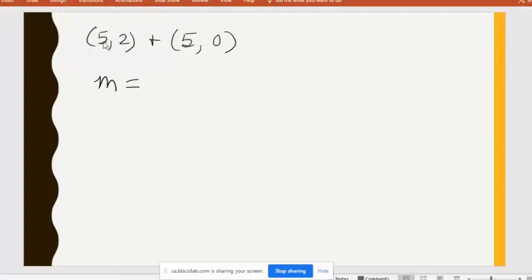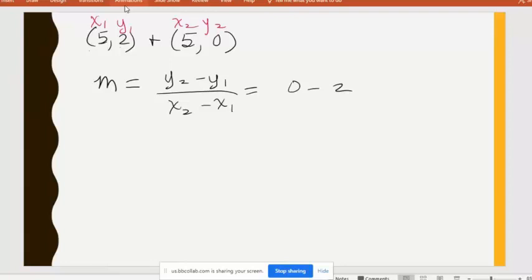To find the slope, if you're given two ordered pairs, you can label them x1, y1 and x2, y2, and just fill in the slope formula. Our formula is y2 minus y1 over x2 minus x1. In my example, y2 is 0, so 0 minus y1, which is 2, and the x's are 5 and 5, so 5 minus 5. That's negative 2 over 0.